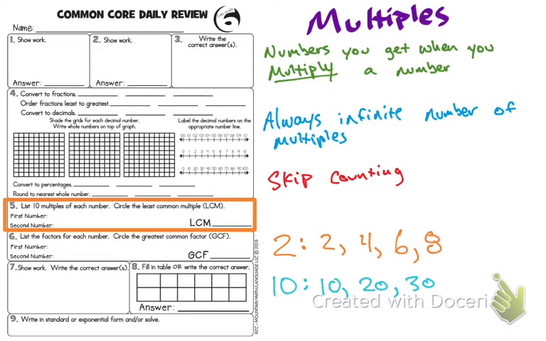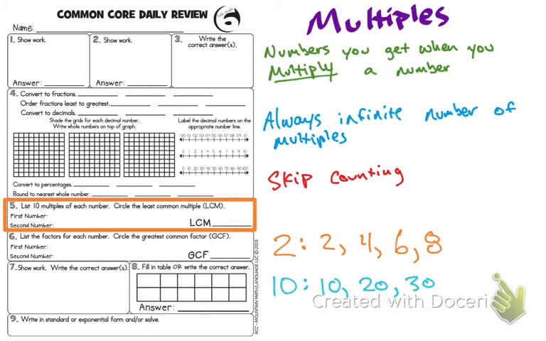We're also asked, in this problem, to find the least common multiple. And the least common multiple is simply the smallest number that appears in both lists. Now, 2 is the smallest number, but 2 is not in both lists. It's only in one list. So we want to look for a number that shows up in both lists.